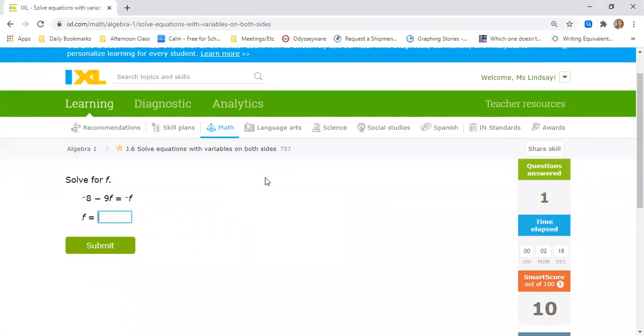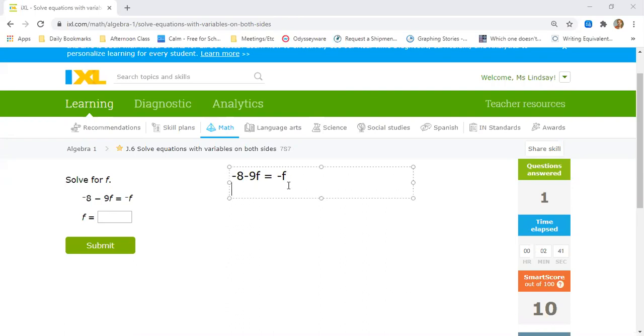You can move your variables to either side. If there's a side that has only variables, then it may be easiest to move them to that side. It'll be one less step. So here we have negative 8 minus 9f is equal to negative f.